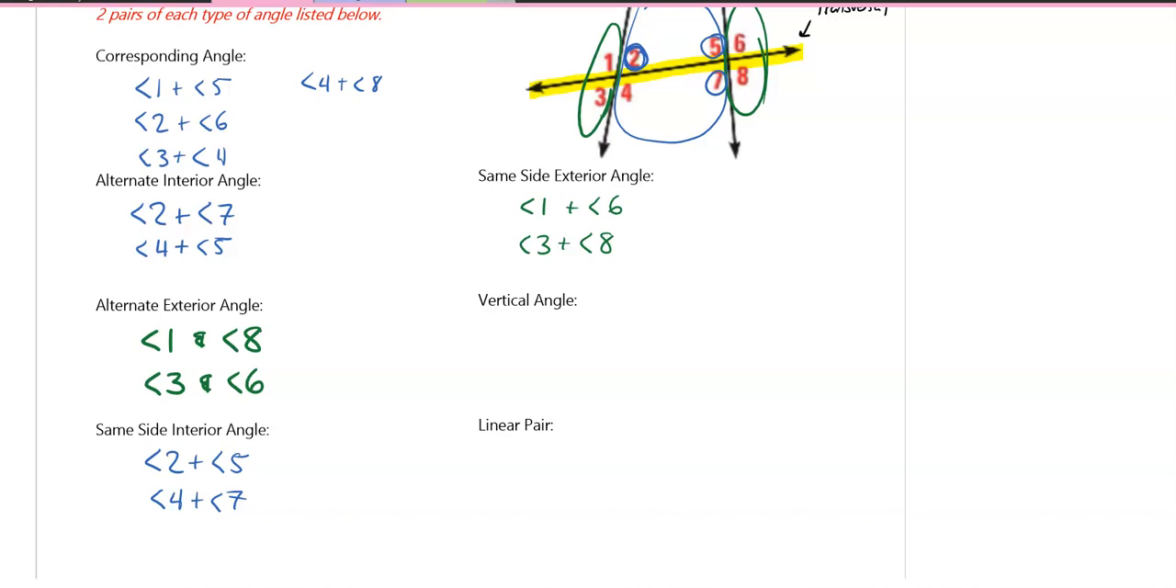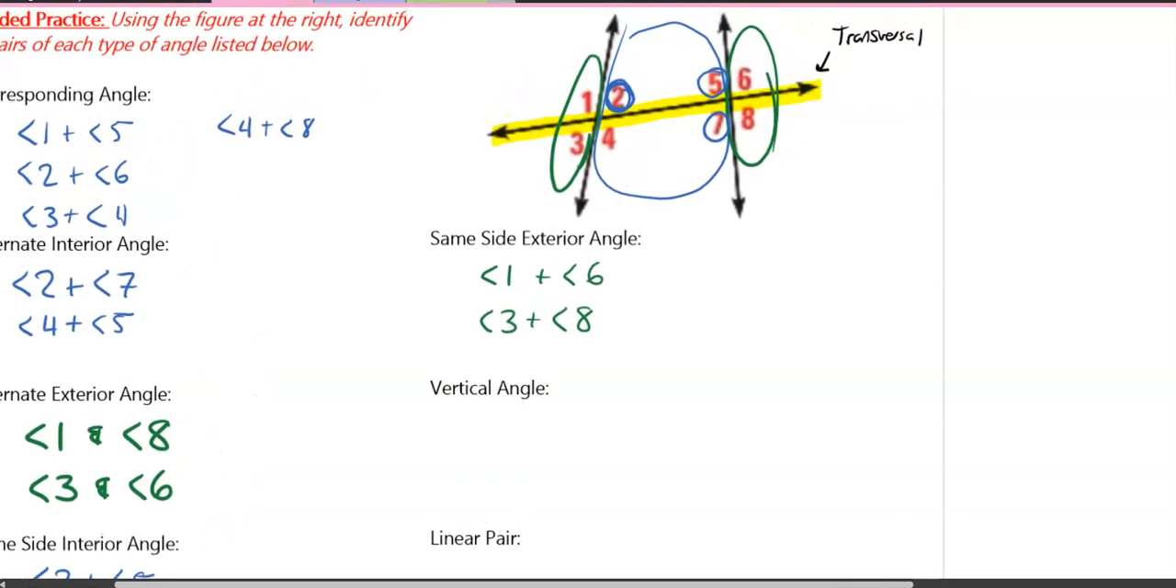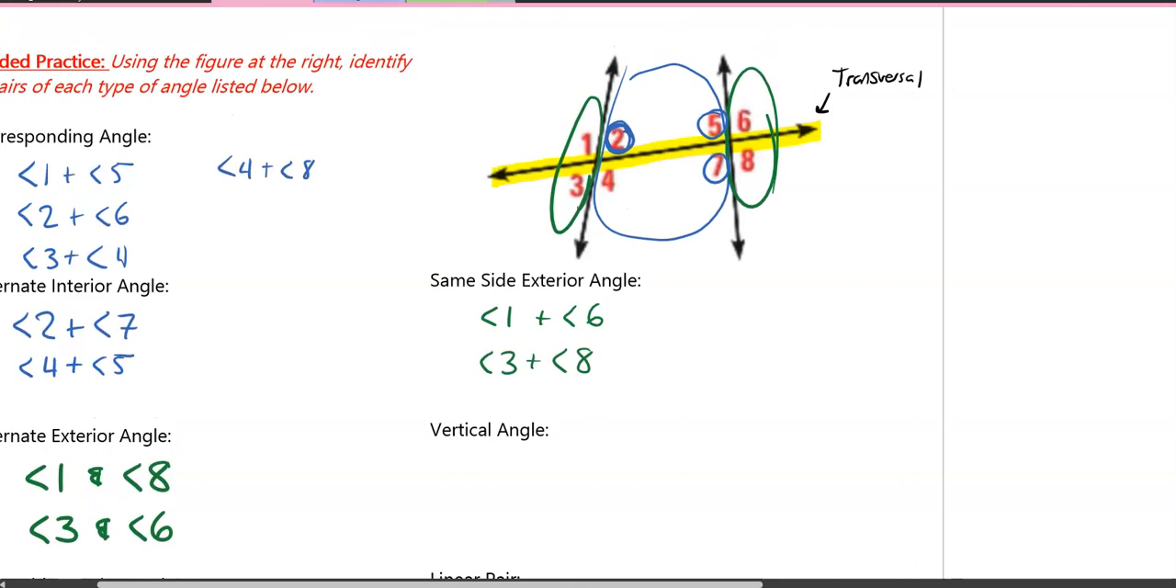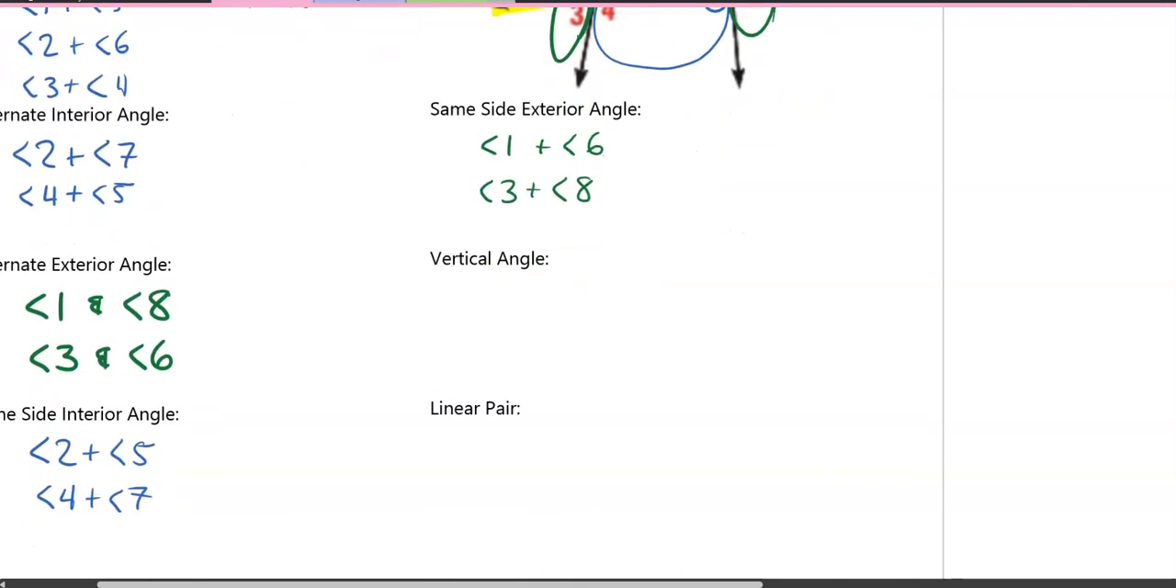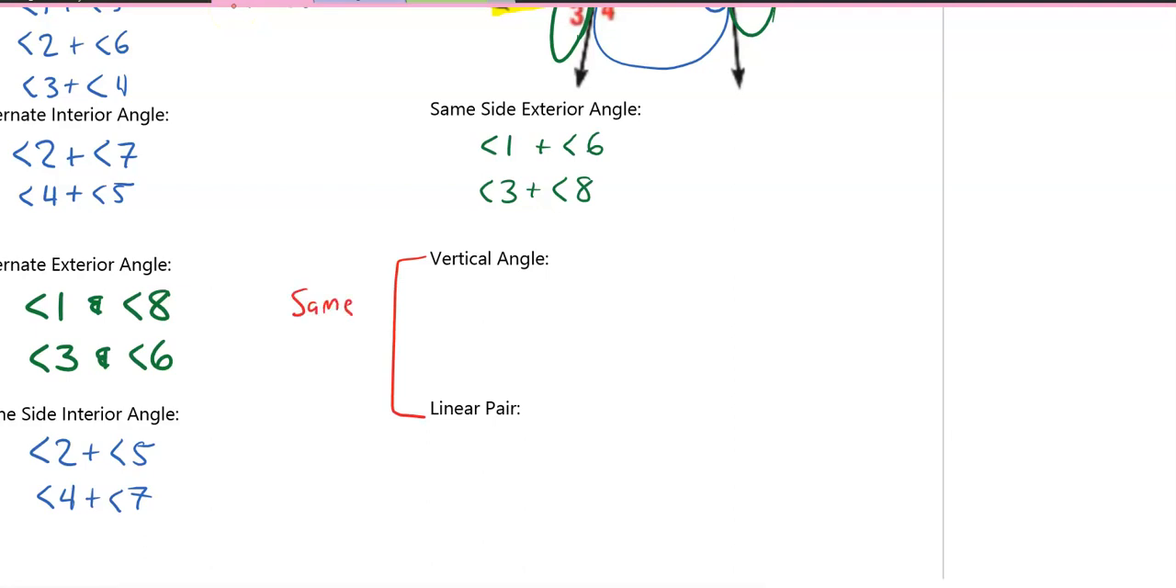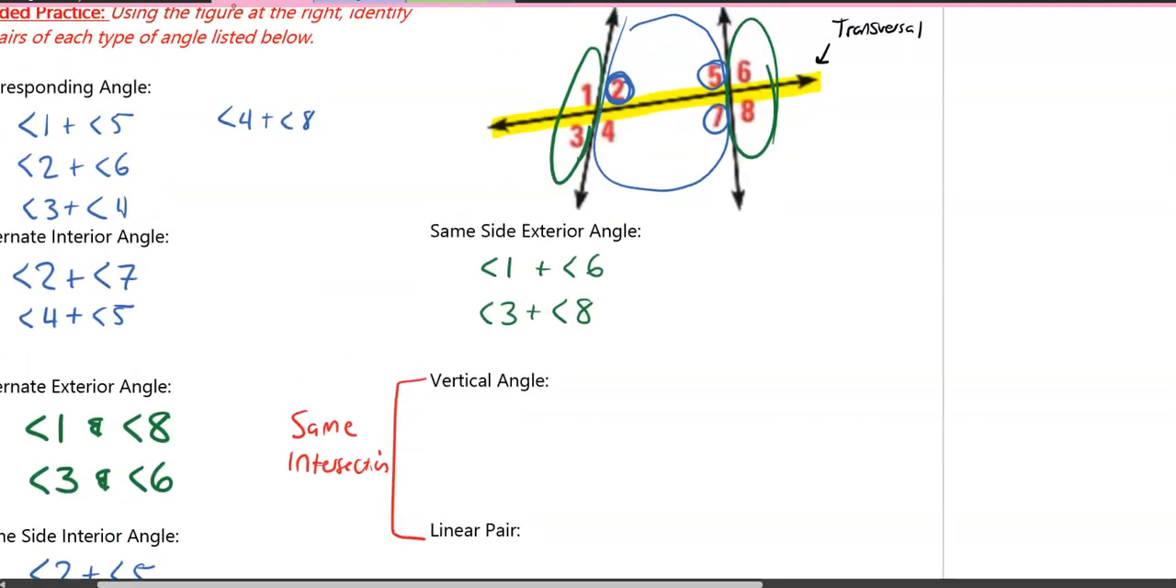Now, backtracking to what we learned in the previous lesson, we can still talk about vertical angles and we can still talk about linear pairs. What I need you to think about when we look at these 2 definitions is these always have to occur on the same intersection. So all the ones we've learned in this video today, these are occurring at different intersections, but the 2 that we learned in our prior lesson, these would occur at the same intersection.